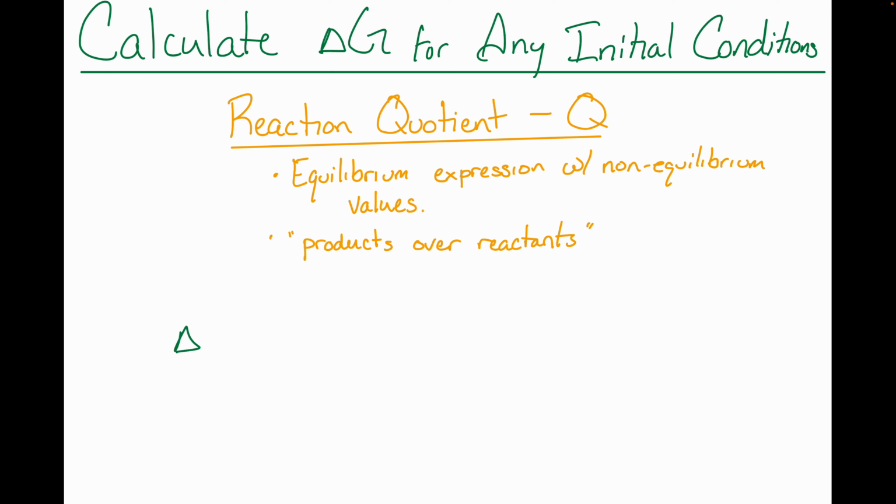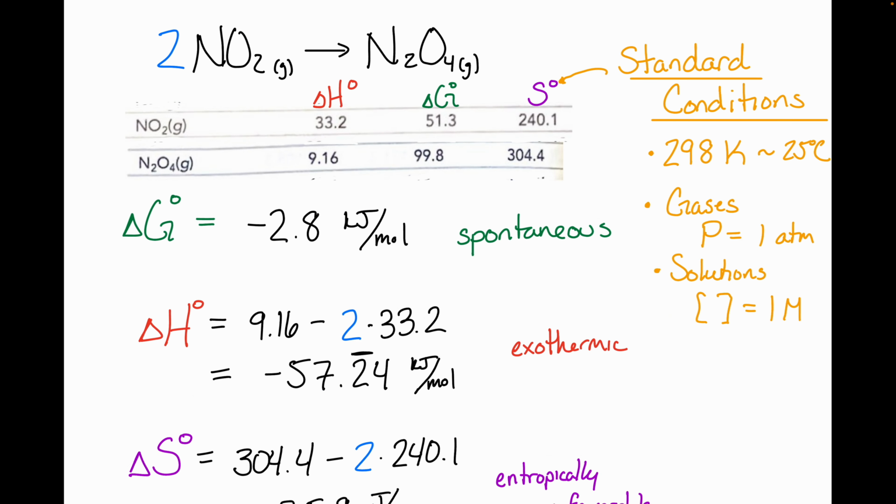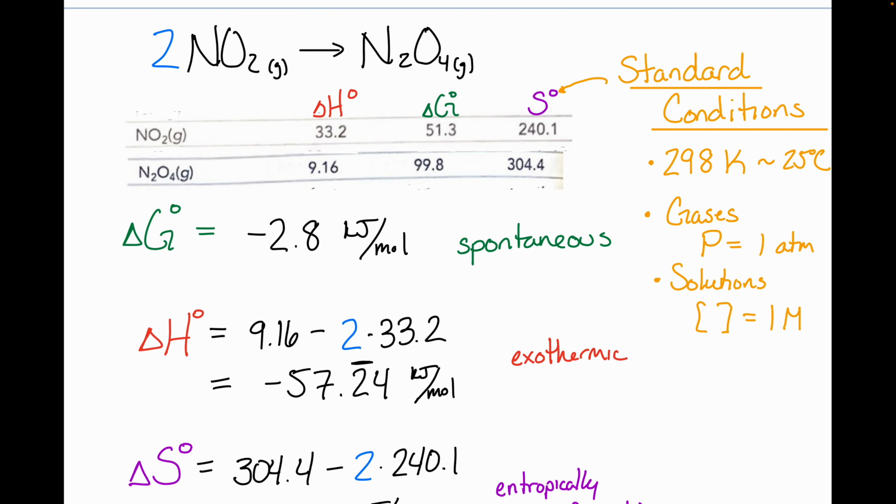All right, so our equation that we get when we do some fancy math here is our delta G under any conditions is going to be equal to that standard condition delta G, that delta G naught, plus RT natural log of Q. All right, so let's go back to our chemical equation again so we can build our equilibrium expression.